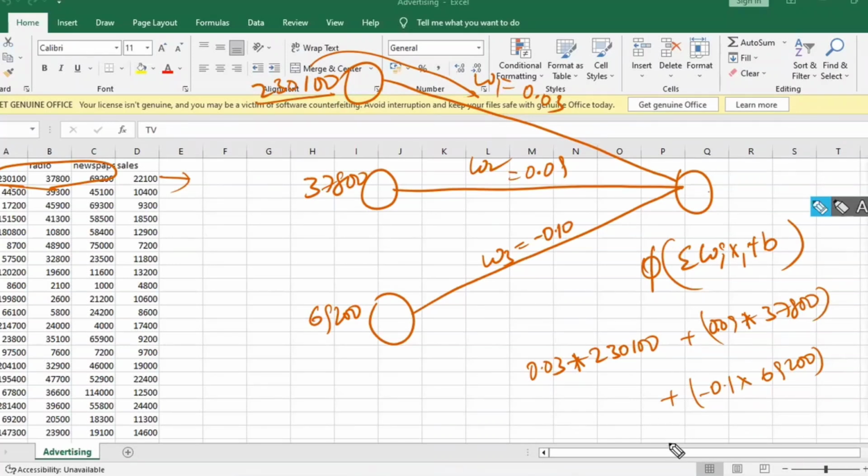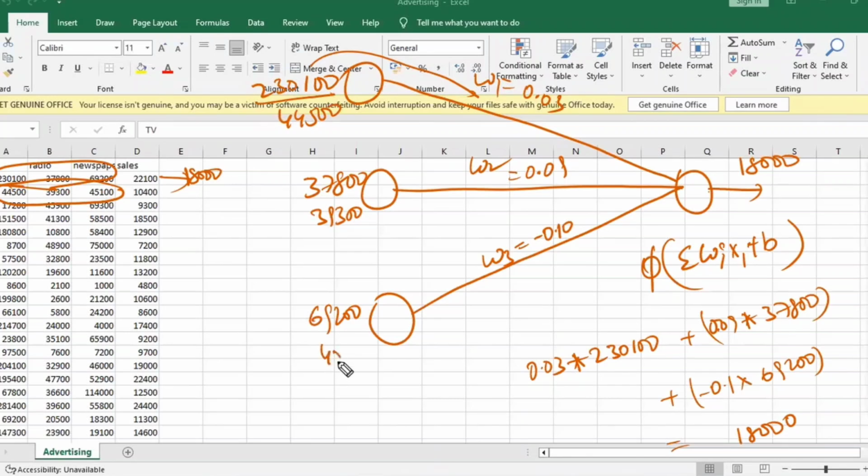Once it is calculated, some value will come. If the value is positive, assume I have got approximately 18,000 as the answer. Whatever answer I get here, 18,000, it will write that one here. Next, it will send the second record. The second record values are 44,500, 39,300, 45,100. The weights will be the same and will not change. Again it predicts a value, like 10,900, and writes that one.